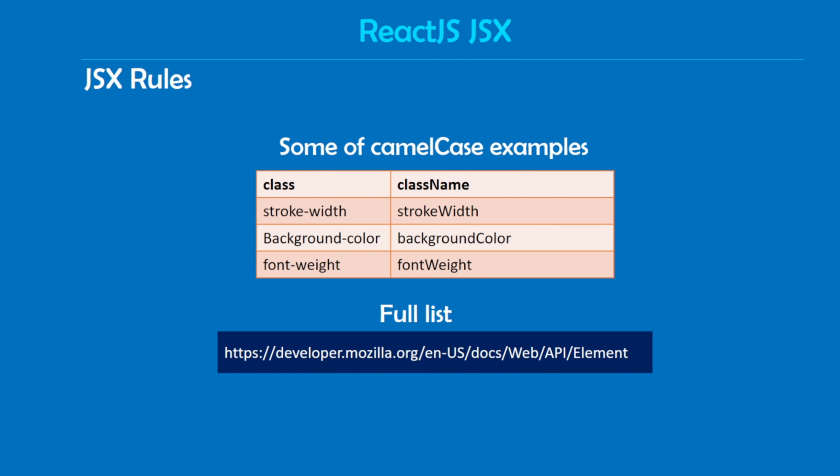Let's see some of the camelCase examples. Class should be written as className. Stroke-width should be written as strokeWidth. This hyphen should not be used. Instead of hyphen, we need to use capital letters. Wherever we are getting the hyphens, we need to avoid a hyphen and use the capital letters. In the same way, background-color should be written as backgroundColor with a capital C by removing the hyphen. Font-weight should be fontWeight. So the full list you can find over here.